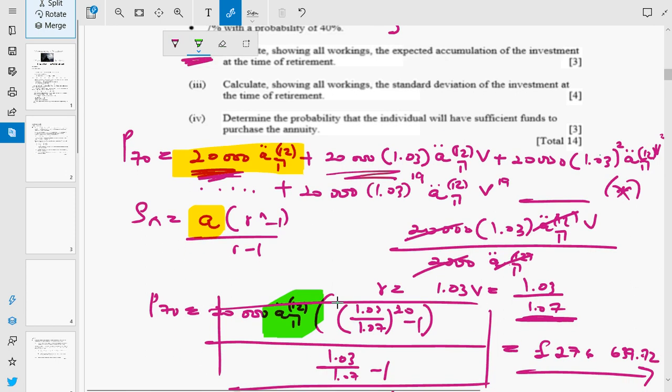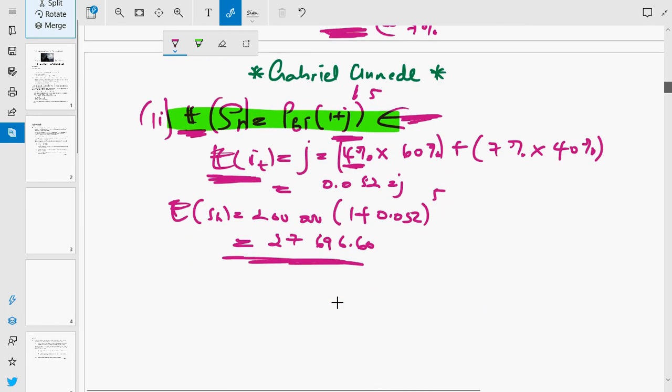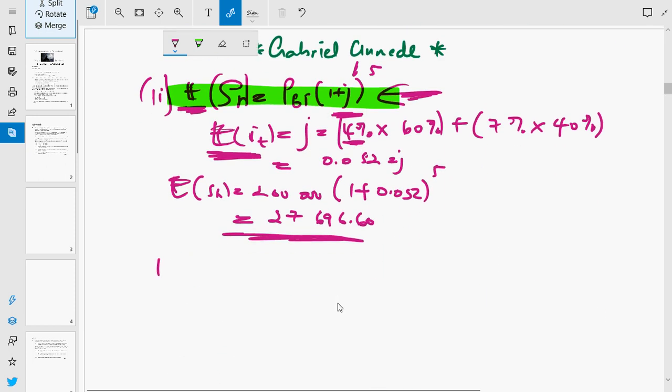Now, the third part of the question, they're asking you to calculate, showing all workings, the standard deviation of the investment. Now, this is another standard result that you must know how to derive. But in this case, nobody asks you to derive it. They just say, right, you just need to recall it. So this is something you have to know.